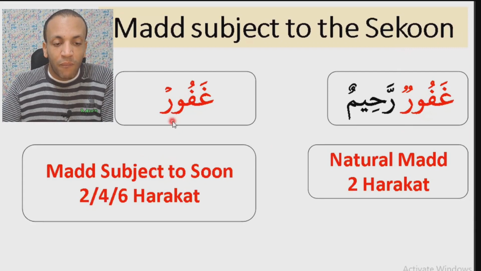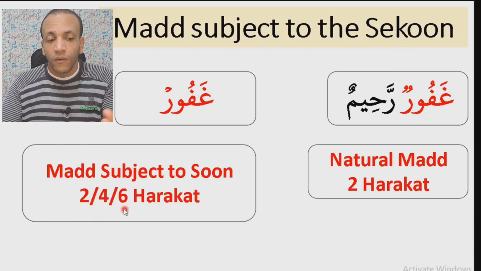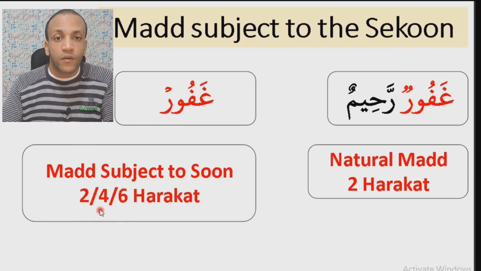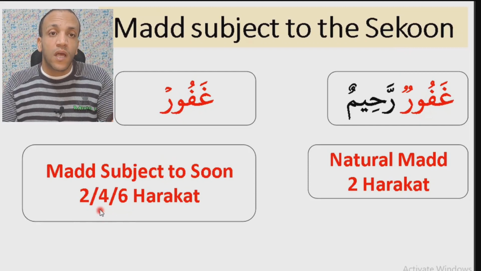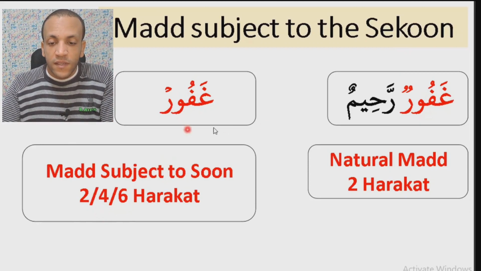In our example here is the letter Waw. You can prolong it 2 or 4 or 6 harakat. I recommend you applying 4 harakat. Why? I will tell you this at the end of the video, because it is related to our second section of Madd today. So this is the only difference.